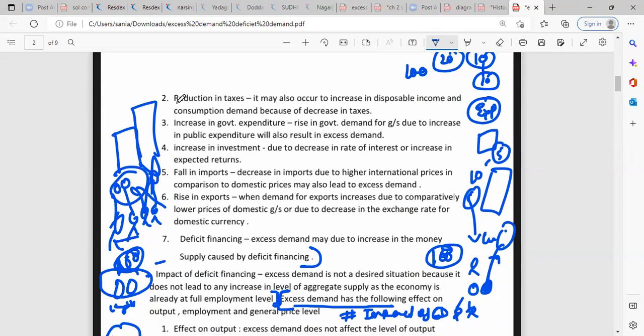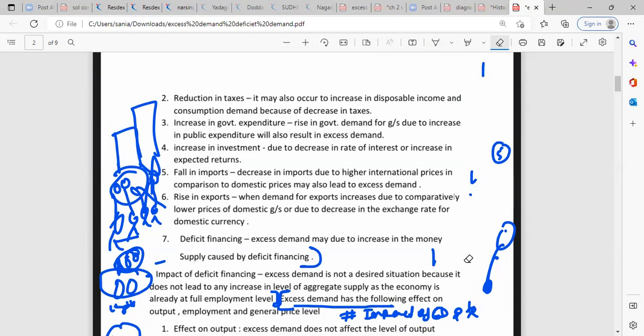Coming to the second, reduction in taxes. Ma'am, reduction in taxes means, for example, earlier you were paying tax, for example, your income is 100 rupees.